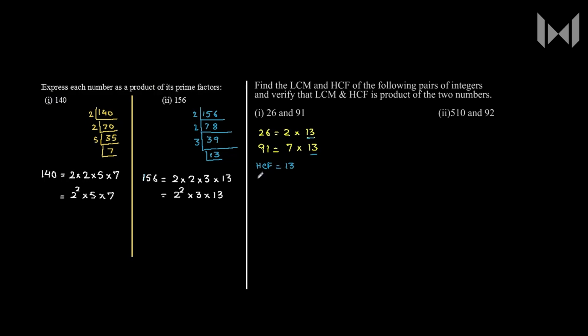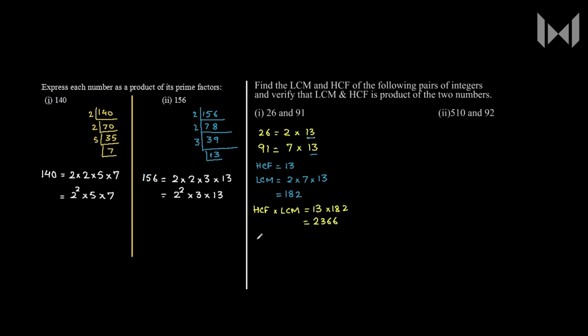So what do we do for LCM then? LCM will be equal to 2 into 7 into 13. We write the HCF, along with that, we take all the factors which are left out. Now this is equal to 2 7s are 14, and 14 into 13 makes it 182. Now if you talk about HCF into LCM, that makes it 13 into 182, which is equal to 2366.